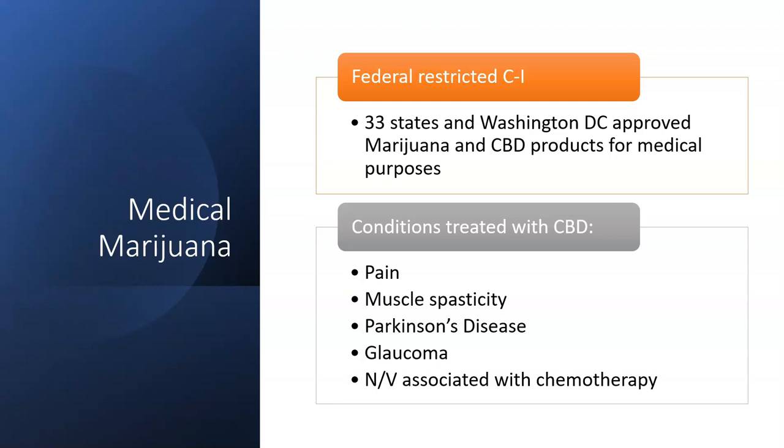Alcohol will clear your system. Marijuana will stay behind. So if they do a drug test, if they do hair, if they do other things, it can show up. Just kind of a heads up on that.